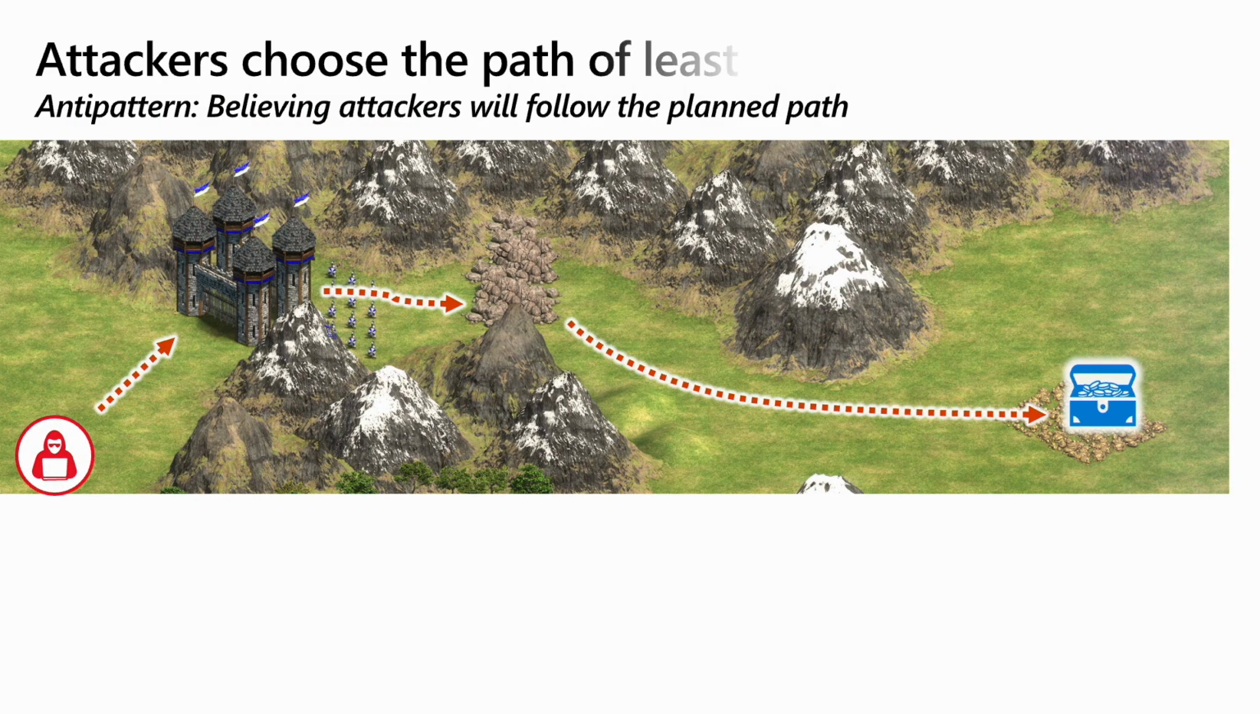This is using Age of Empires 2 for those gaming geeks out there like myself. And ultimately, the anti-pattern that we see, and anti-pattern is just a common mistake that a lot of folks make, is believing that attackers are going to follow the planned path. We laid out the firewalls, we laid out all these things, and we're expecting the attackers to come through this front door, and we've got all of our defenses lined up there.